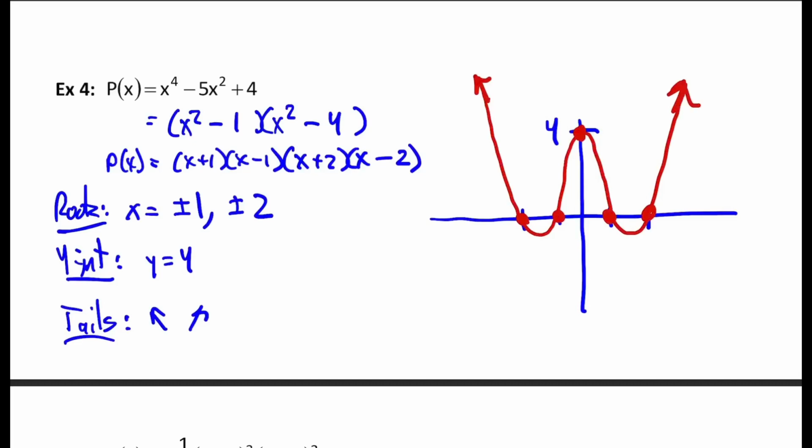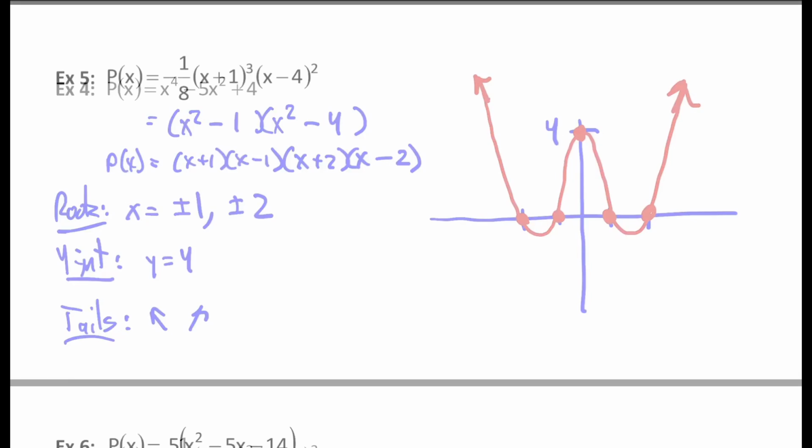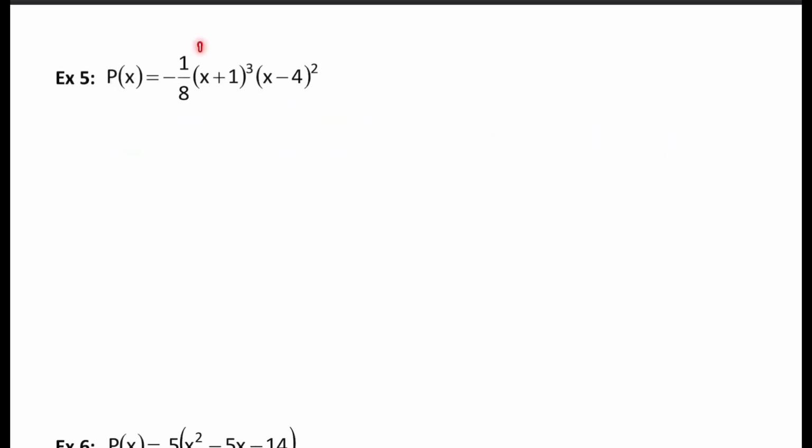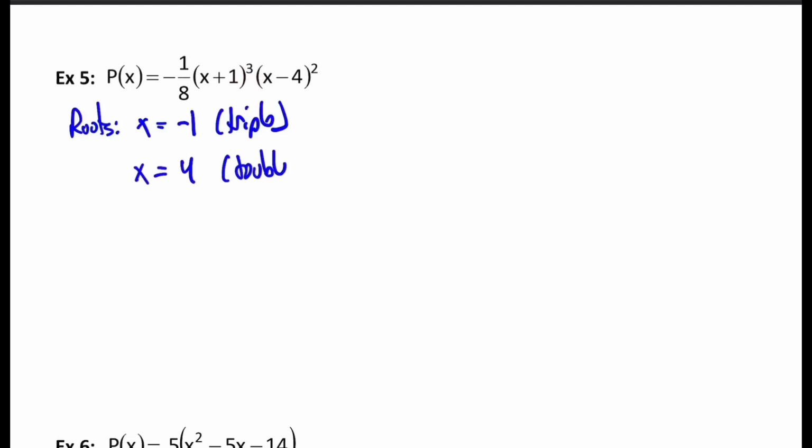All right, what do we got left here? Let's do 2 more. In example 5, we're adding something new. As you can see, we've got this leading coefficient. It's not going to impact our roots. We're still going to get our roots from those two. So for roots, I'm going to have x equals negative 1, and that's going to be a triple root, if you notice that exponent, right? Triple root. And then I'm also going to have x equals 4, and that's going to be a double root because that is squared.